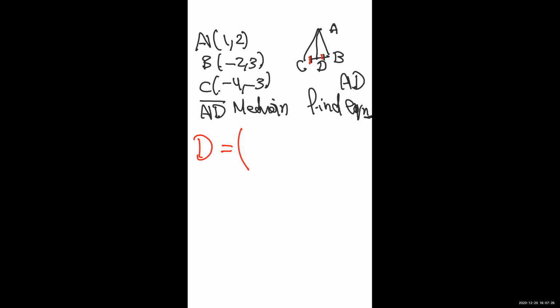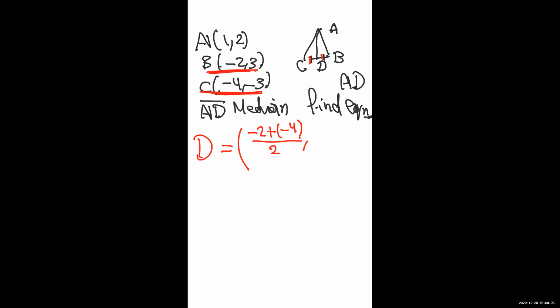Right. So now, what is BC? Yes, this is B and this is C. So negative 2 plus negative 4 means negative 2 plus negative 4 over 2, right?